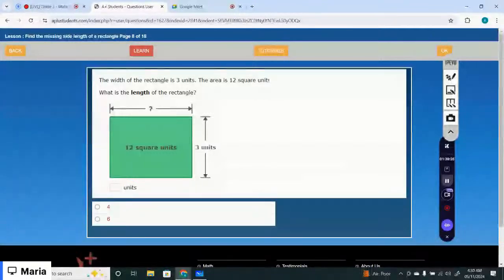That is 3 times 4. Correct option is option number 1. That is 4.